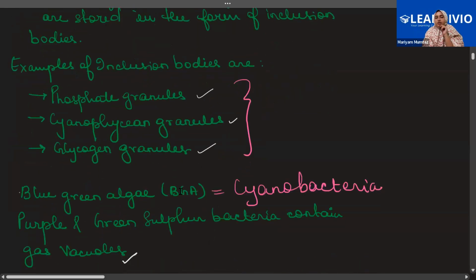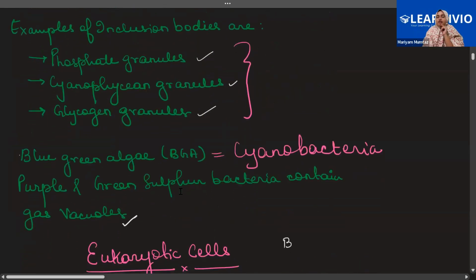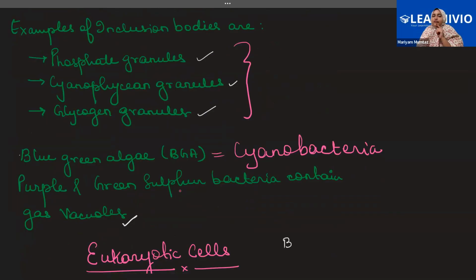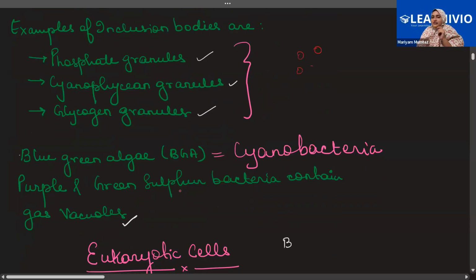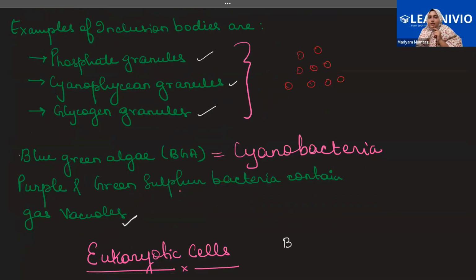Talking about inclusion bodies, examples include phosphate granules, cyanophycean granules, and glycogen granules, granules meaning particles like these. Inside of them, certain stuff is stored: phosphate is stored, cyanophycean stuff is stored, and glycogen is also stored in them. So these are vesicle-like structures which store these substances.